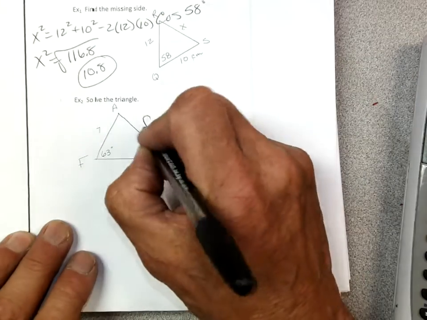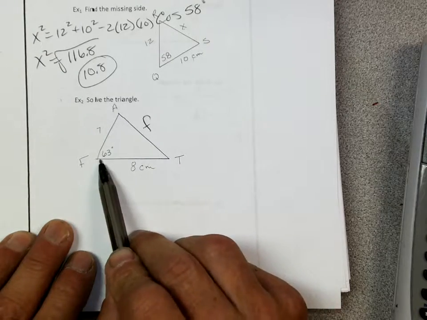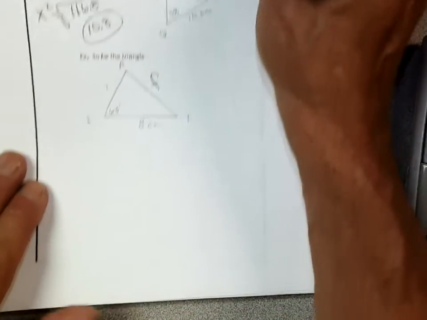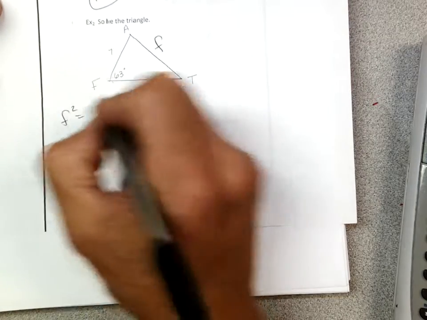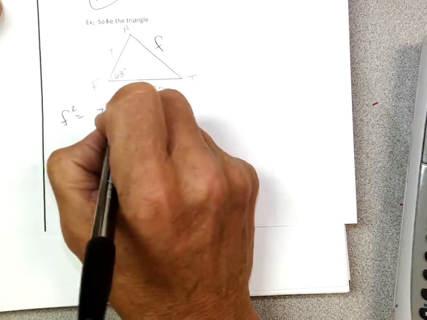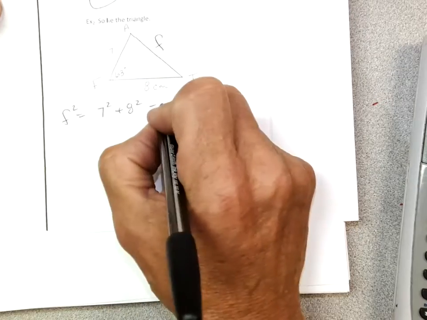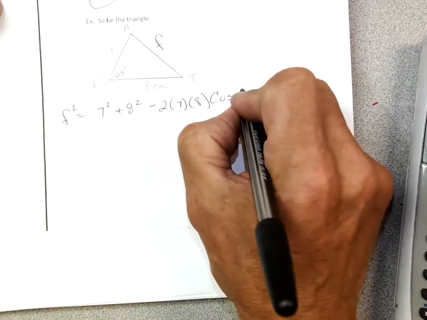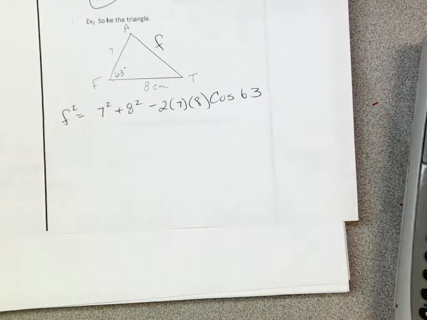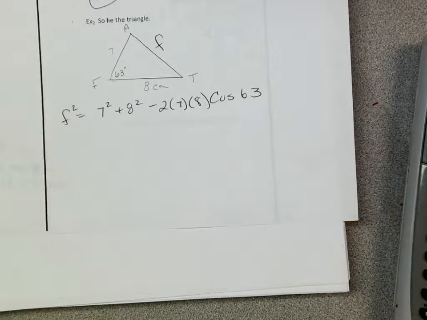This is little f, angle F, little f. So let's find little f first, right? We're going to set it up as little f squared equals 7 squared plus 8 squared minus 2 times 7 times 8 times the cosine of 63. I have the form that says opposite squared equals adjacent squared plus adjacent squared minus 2 times adjacent times adjacent times the cosine of the angle. Okay, got that set up.